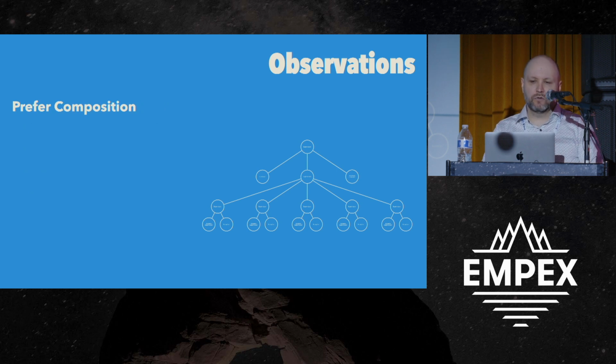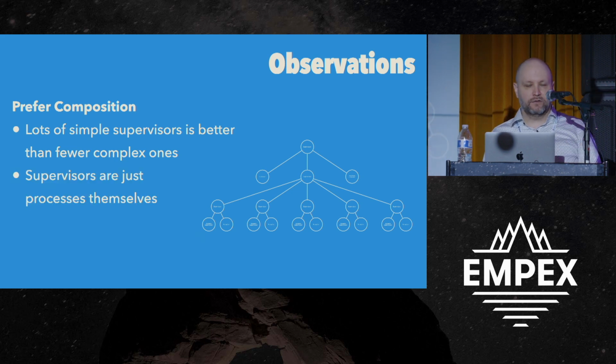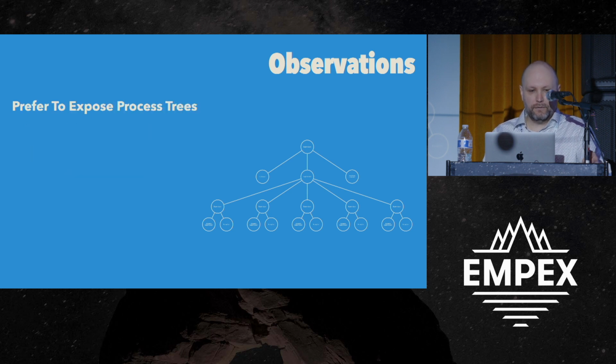We don't have to have multiple acceptors competing to try to start processes underneath the same supervisor. The other thing that I want to observe here is that you want to prefer composition. You want to have lots of simple supervisors, each doing a very simple, understandable thing, versus trying to have one supervisor to kind of rule the world. This composition really underlies the point that supervisors themselves are just processes. And so having supervisors that supervise supervisors is not only fine, but it's actually a blessed pattern that's really common in OTP.